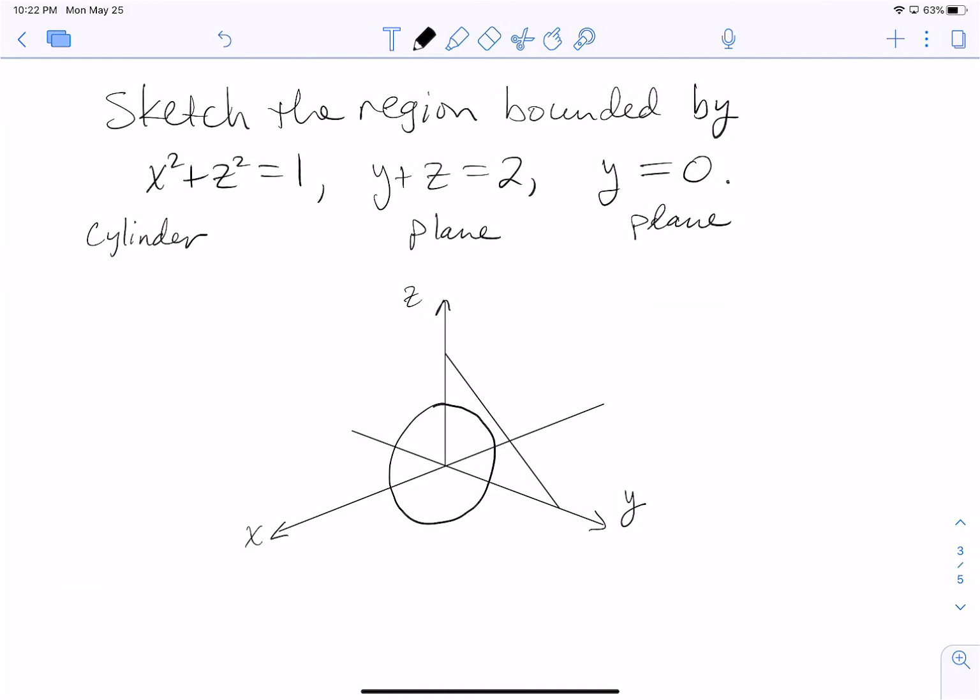And so if you're trying to picture this, what we have is a cylinder that's going to come out this way, but it's being sliced by this slanted plane. We'll come back to that. We're also bounded by y equals 0, which is the xz plane, and so that circle in the xz plane is the base of the shape that we're looking at here.